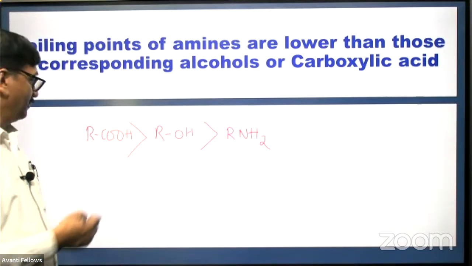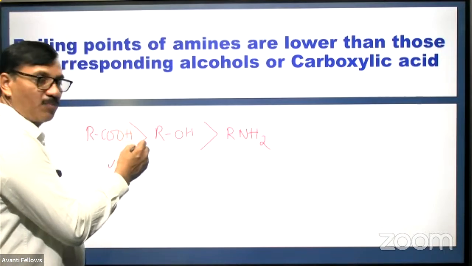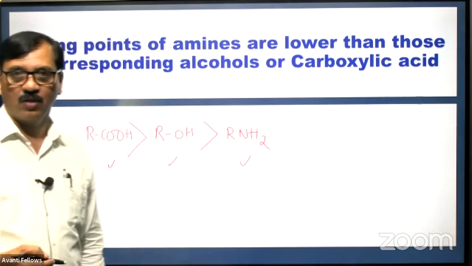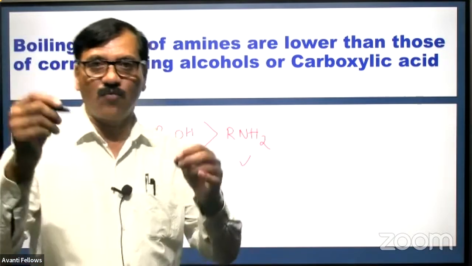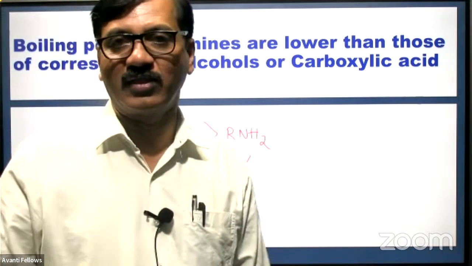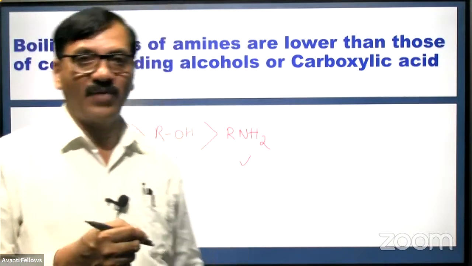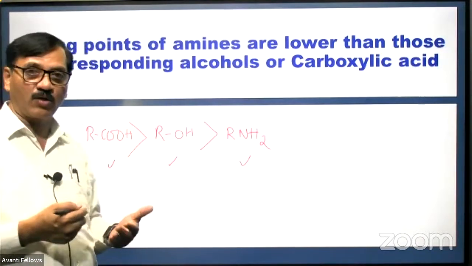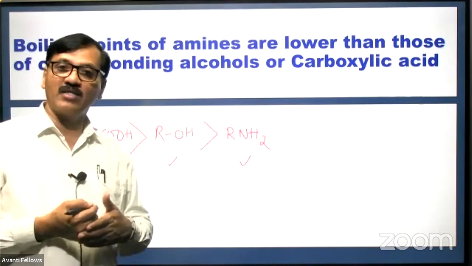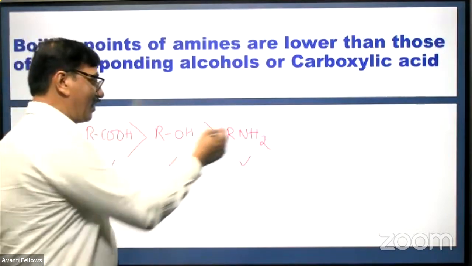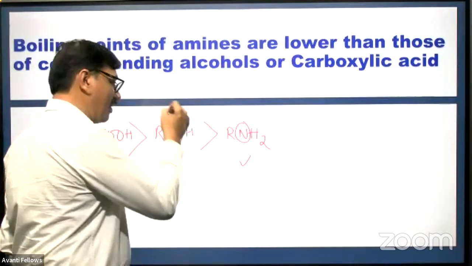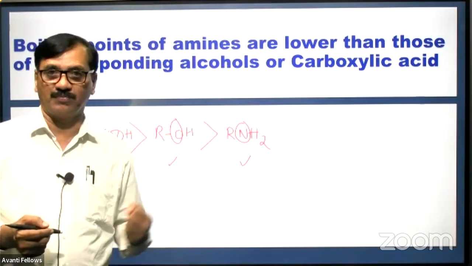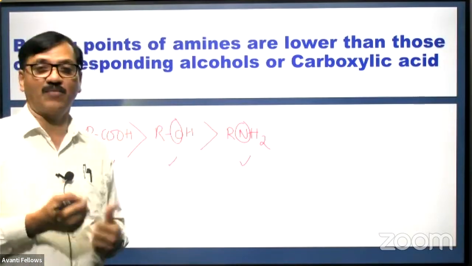Now remember one thing, this is also forming hydrogen bonding, and this is also forming hydrogen bonding. So hydrogen bonding is not the one word that you should write and forget about other things. You should be able to say very clearly, even though all three have hydrogen bonding, why this hydrogen bonding is weaker than this. The reason is this. Here is nitrogen and here is oxygen. Nitrogen and oxygen, which is more electronegative?